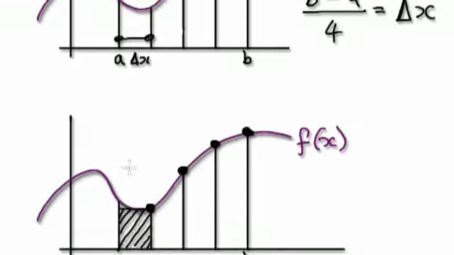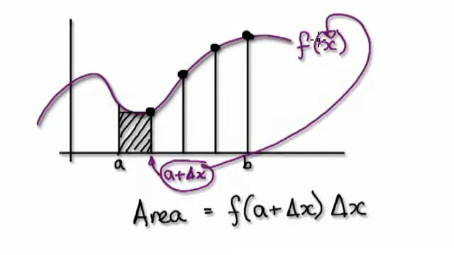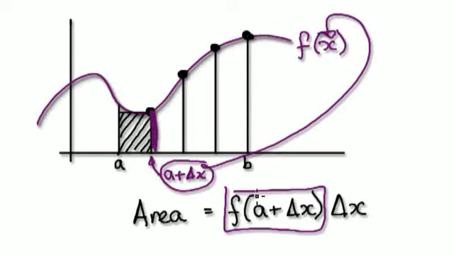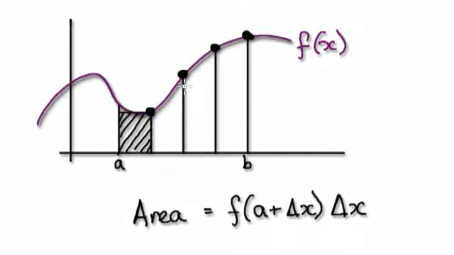And then once we've got our delta x, right at this point here will be a plus delta x. We would then put this into the original function. That would then give us the height. That's the height here. And then the width here is delta x. So the area of this thing here will be this times this. So now we need to look at this rectangle. Okay, we need to look at this rectangle.